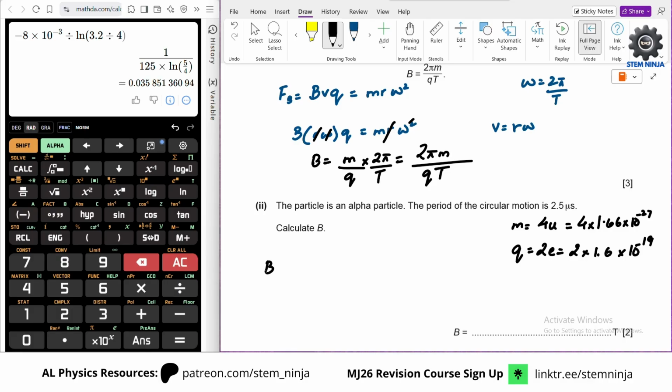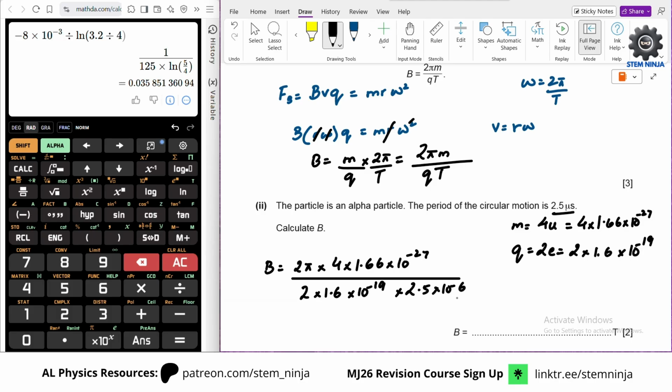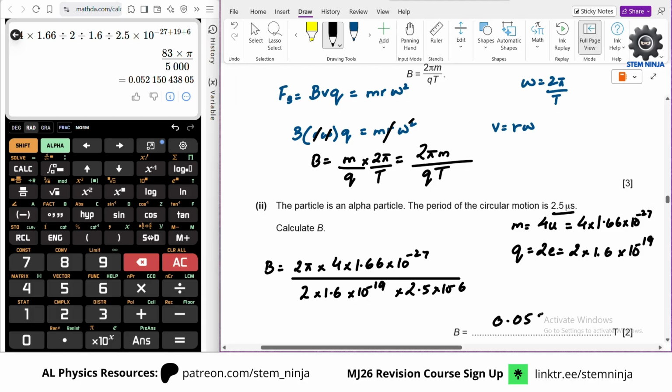Okay, so B would be 2 pi times 4 times 1.66 times 10 raised to the power minus 27 divided by 2 times 1.6 times 10 raised to the power minus 19 and the period in microseconds, so 2.5 times 10 raised to the power minus 6, times 4 times 1.66 divided by 2 divided by 1.6, 2.5 times 10 to the minus 27 plus 19 plus 6, we get this value, so 0.052 Tesla.